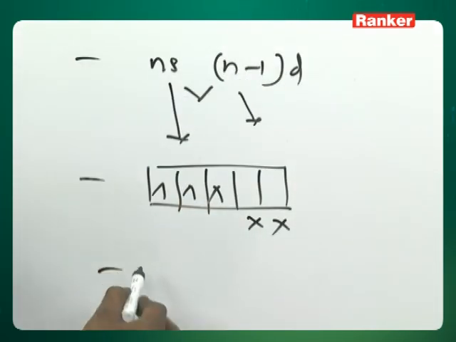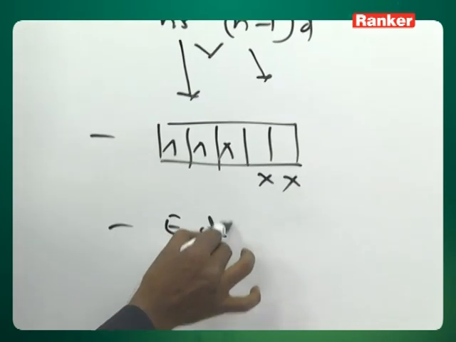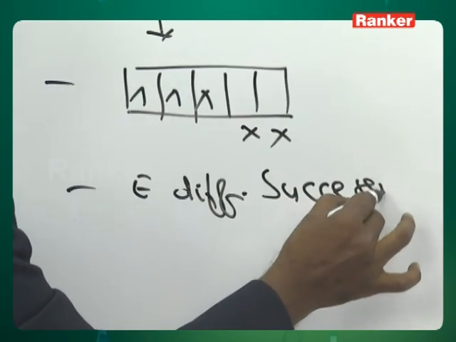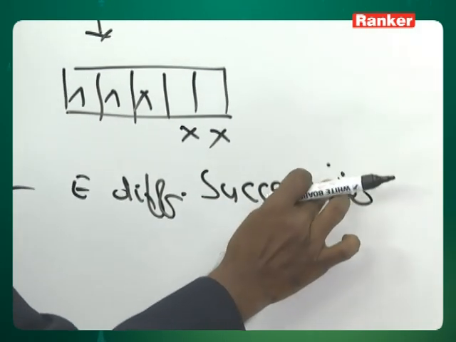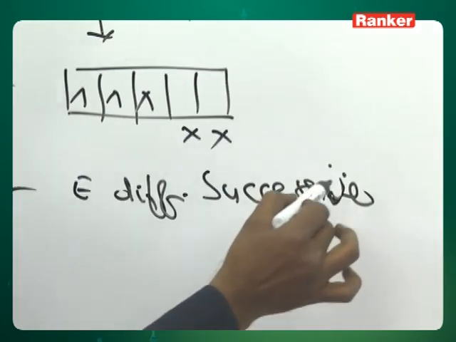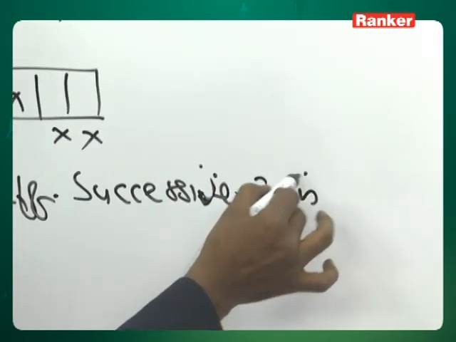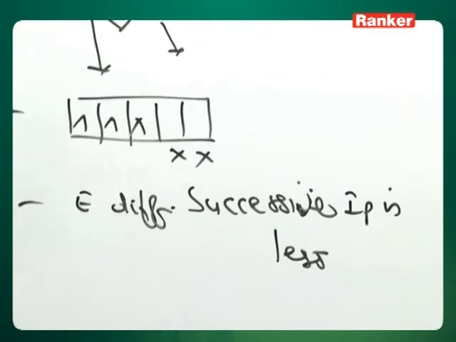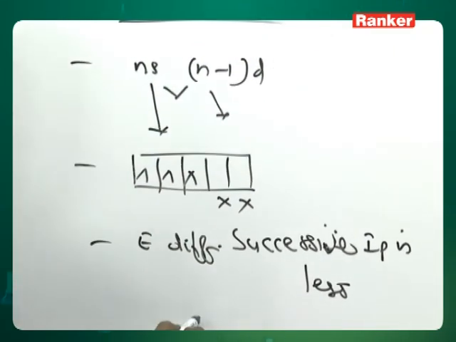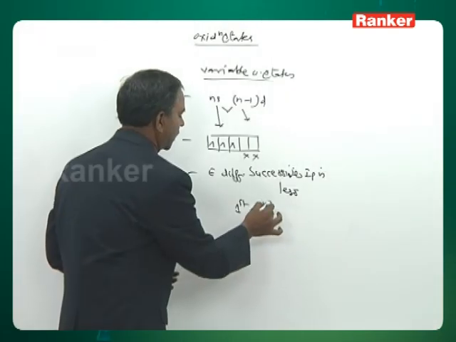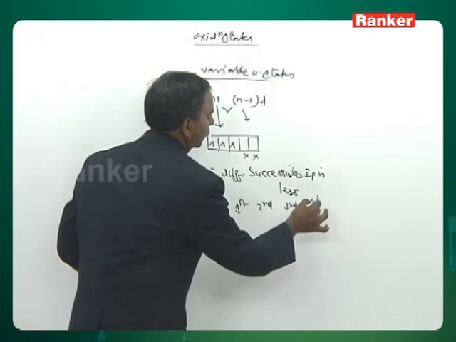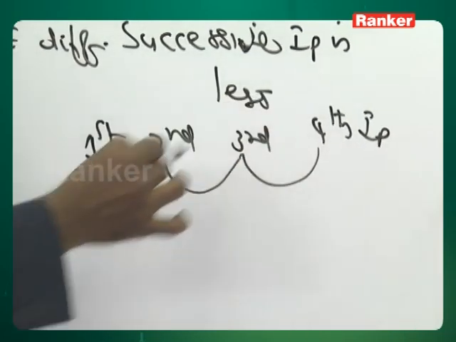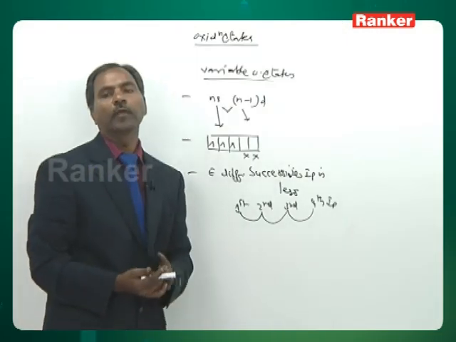Next, the third point: the energy difference between successive IP values is less. What are successive IP values? Take the first IP, second IP, third IP, fourth IP: first IP to second IP, second IP to third IP, third IP to fourth IP. The energy difference between these IP values is less.